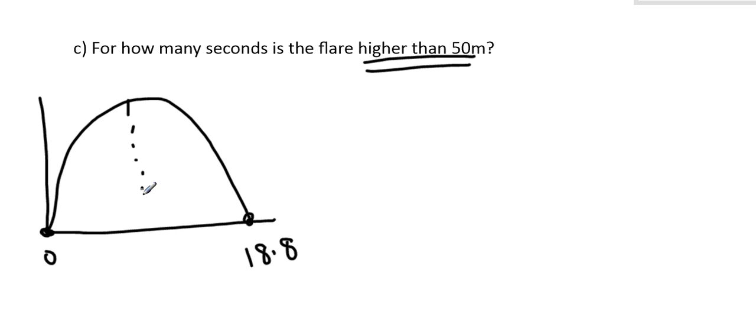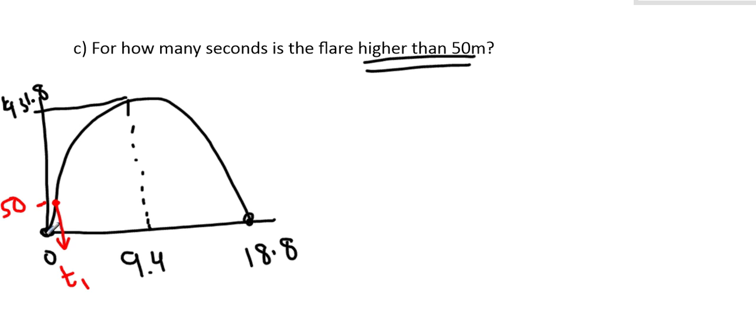We know that the midpoint is at 9.4 and the maximum height is at 431.8 meters. Now, what we need to find is for how long the flare is higher than 50 meters. So somewhere around here, the flare gets to 50 meters. So what time does that happen at? I don't know. Let's call that time 1.